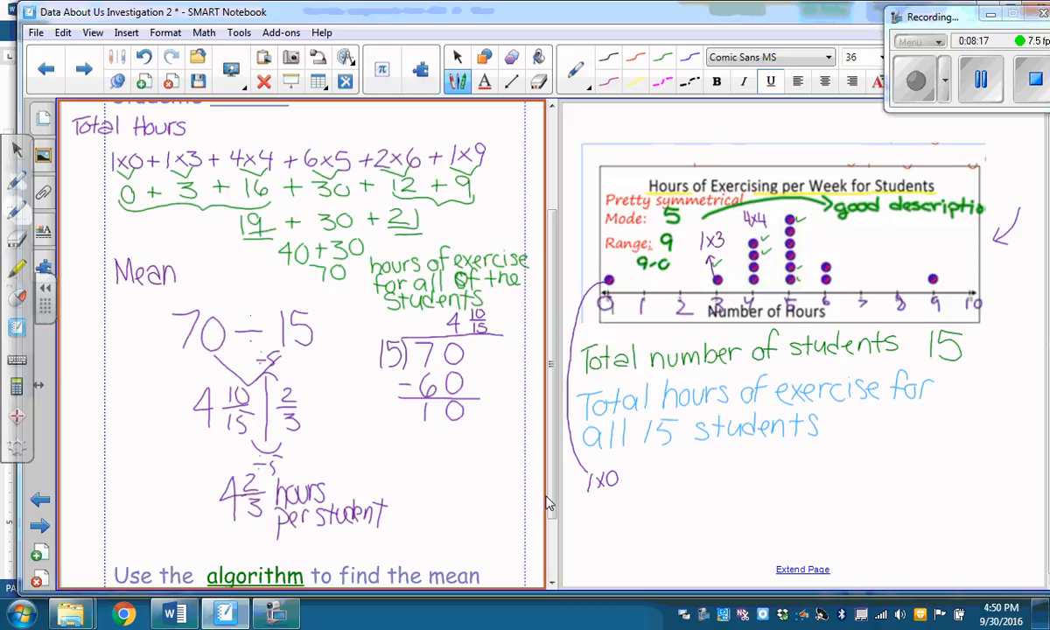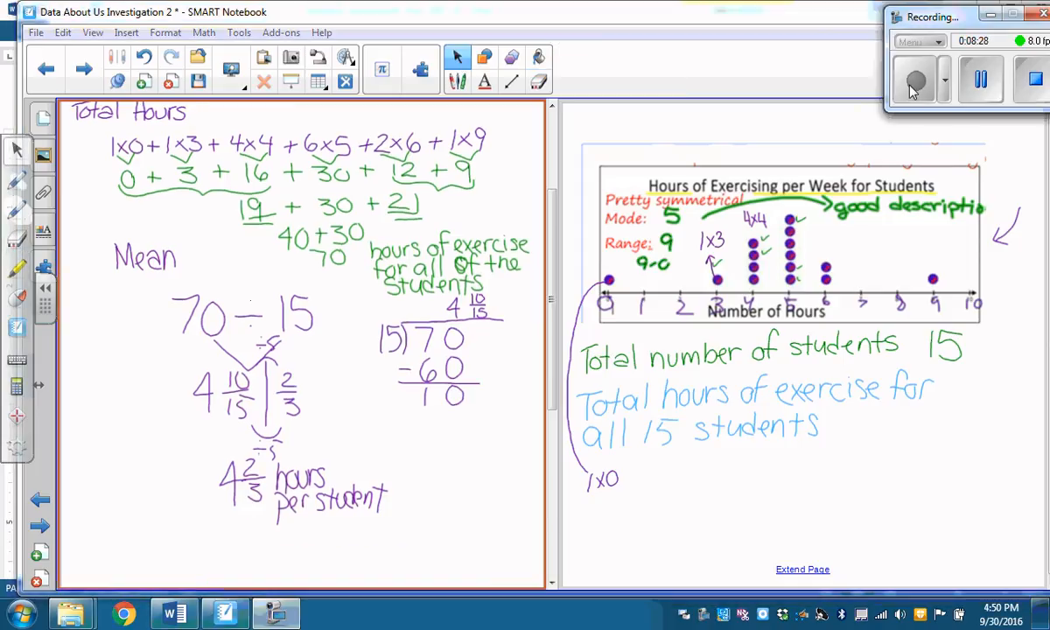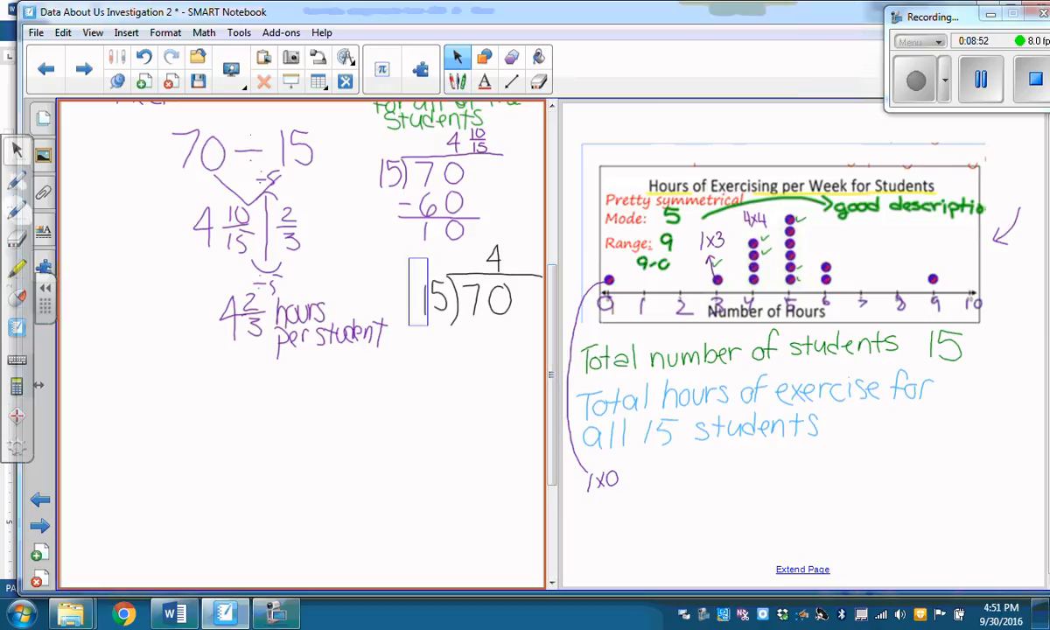Or instead of doing 4 and 10/15, I could use decimal division. So the way I would do that is I would do 15. I'm going to scroll down and do the division problem again with decimals. 15 goes into 70 4 times. And let me just move that over a little bit. There we go.